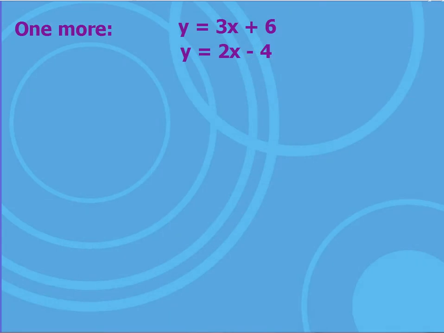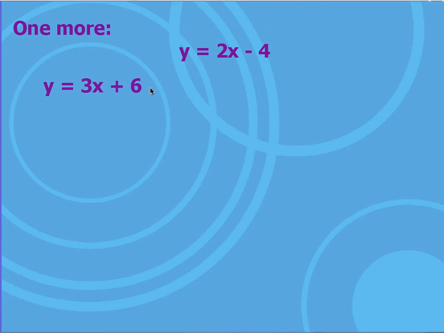One more. Here we have two equations that are already isolated for y, right? They're already rearranged so that y is isolated. This is no different than any other system. I'm going to take that first equation and I'm still going to replace y in the second equation.